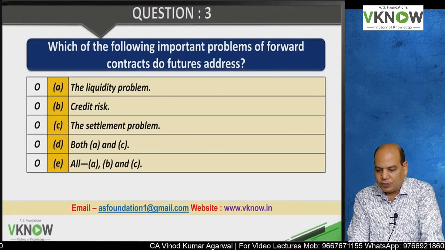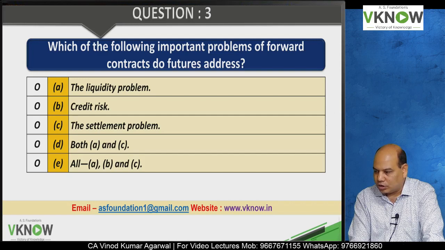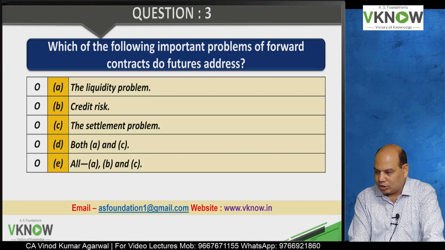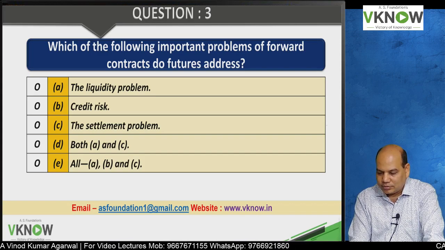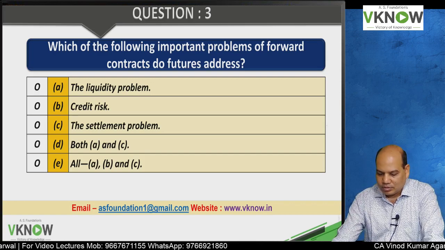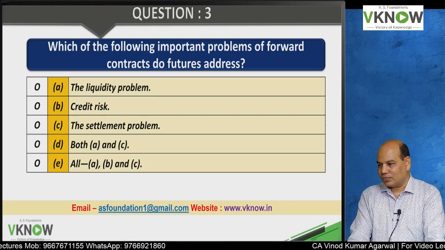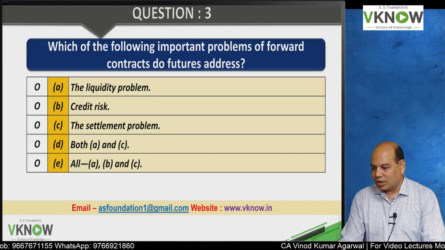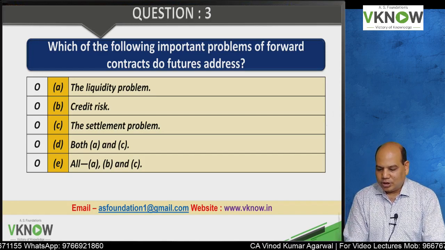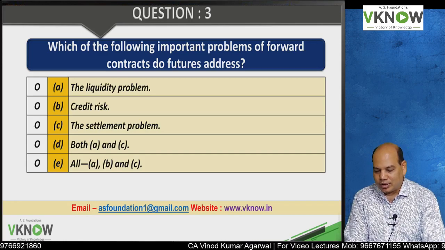Question number three. Which of the following important problems of forward contracts do futures address? A: liquidity problem. B: credit risk. C: settlement problem. D: both A and C. E: all three. Okay, question number three, try again. Which of the following important problems of forward contracts do futures address? The liquidity problem, credit risk, settlement problem, both A and C, and all A, B and C.